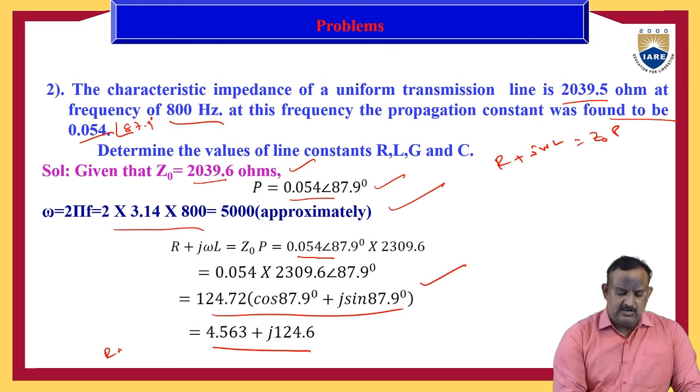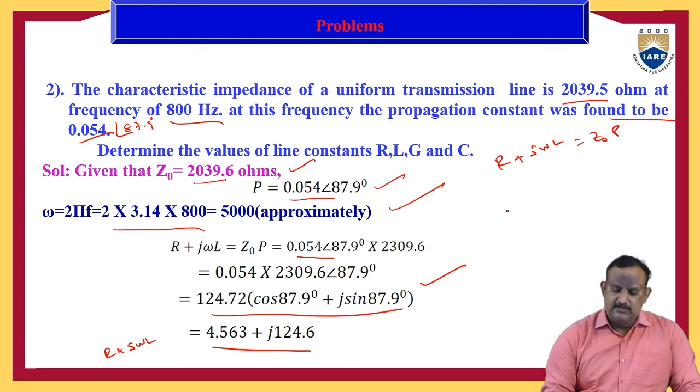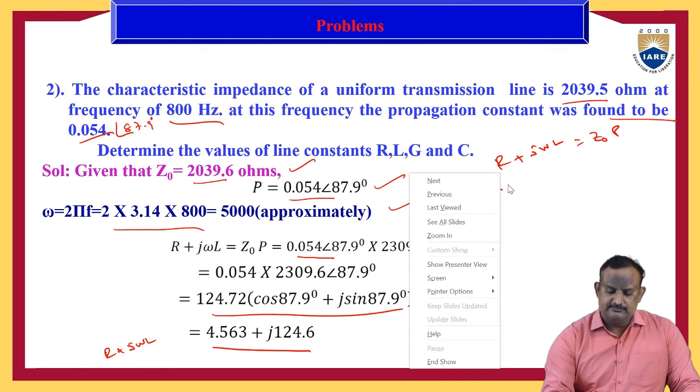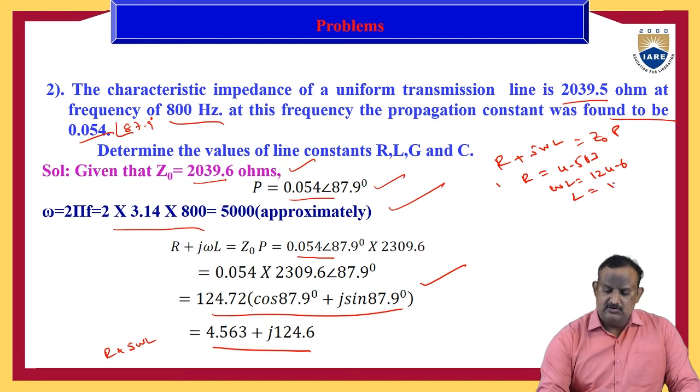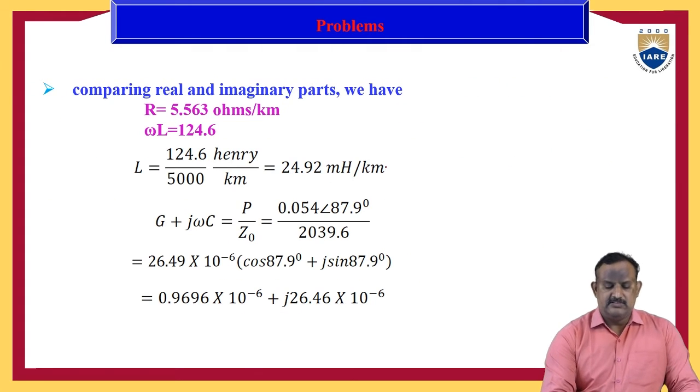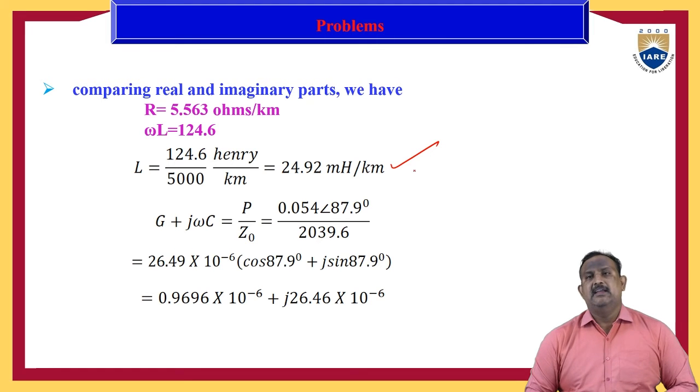Compare with R plus j omega L. Therefore, the resistance R is equal to 4.563, and omega L is equal to 124.6, so L is equal to 124.6 by 5000. We can have the inductance value, which is 24.92 millihenries per kilometer.